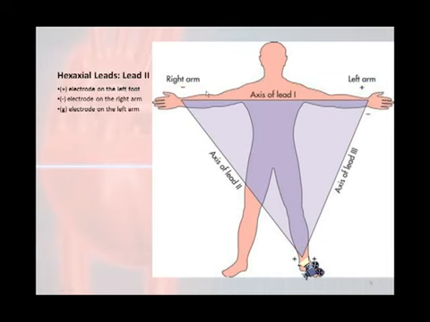Now let's look at lead 2. To acquire lead 2, you're going to put the positive electrode down here at the left foot. The negative electrode is still going to stay up here on the right arm. The ground electrode is going to come over here onto the left arm. You're still looking from positive to negative, so now you're looking up in this direction towards the right arm.